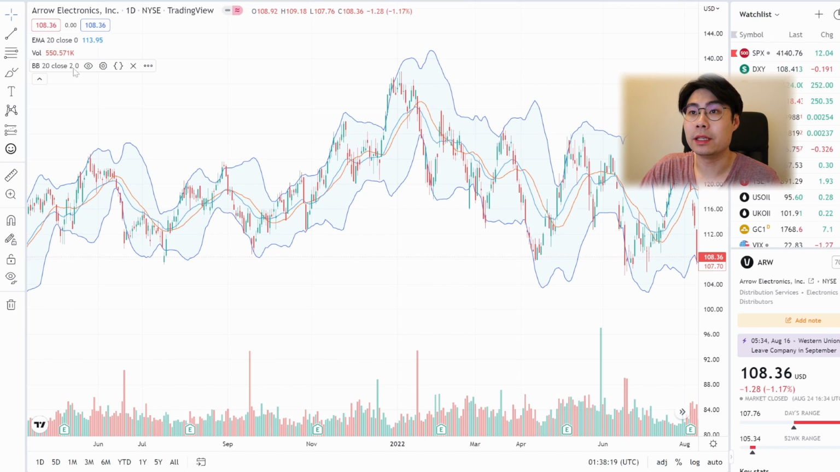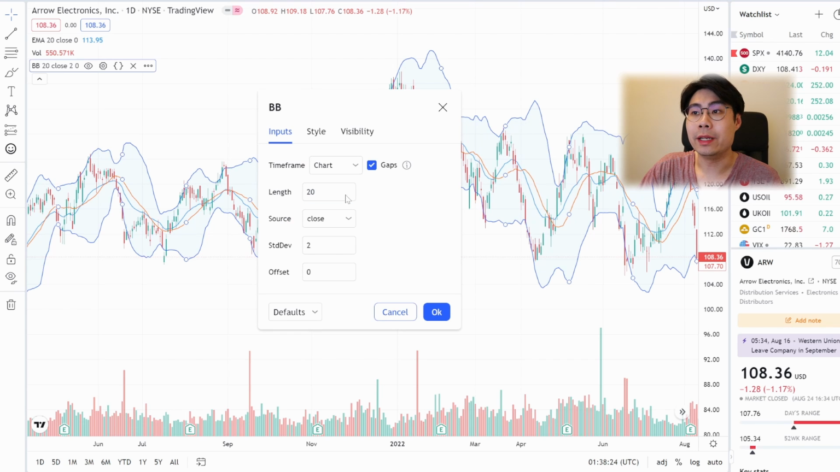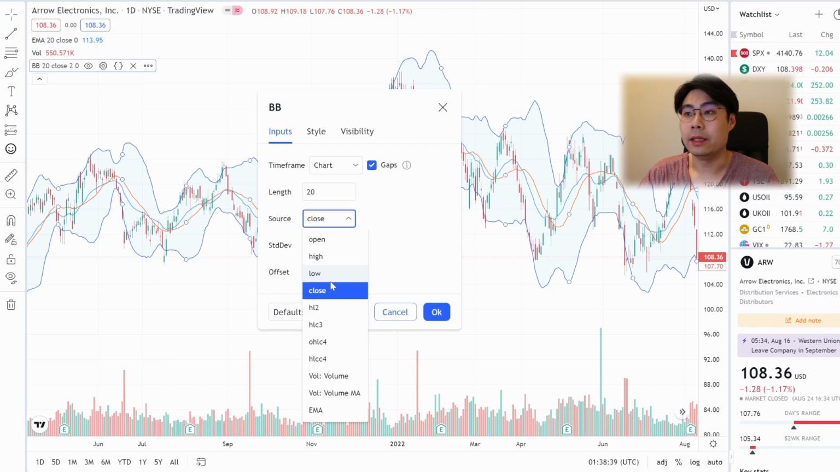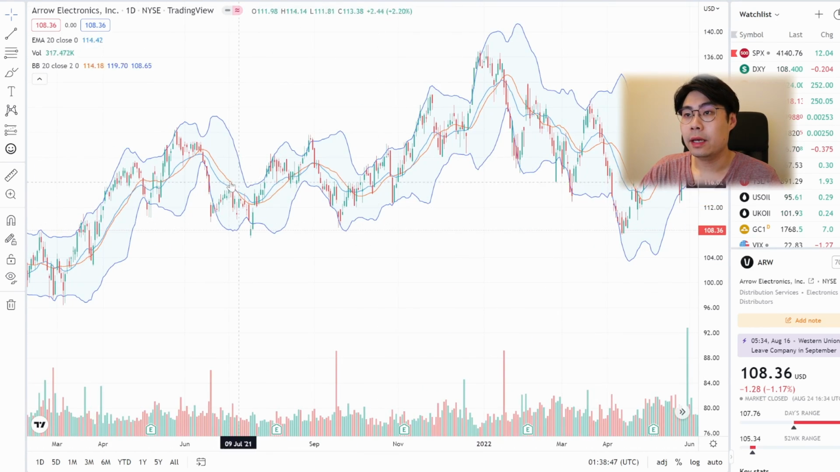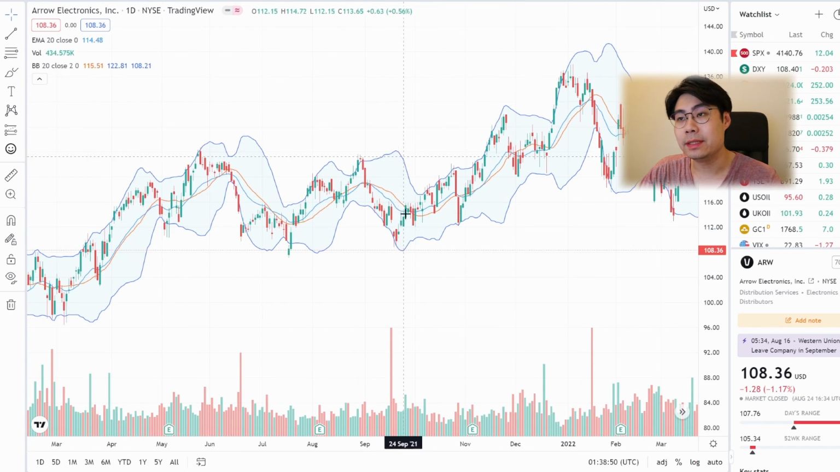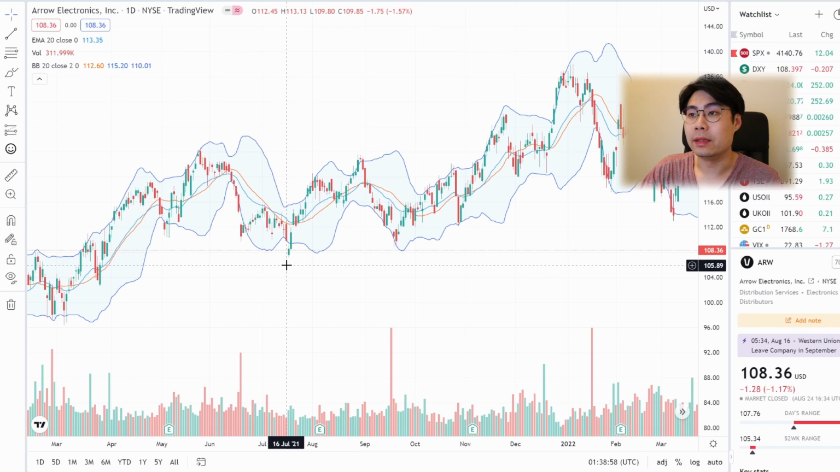So over here, BB stands for Bollinger Bands. You can click on the settings, and this is the default already, but you can of course change it. Length is the period that we talked about, and standard deviation is over here. I won't go into too much detail about all these different sources, but it determines what the moving average is going to be calculated from. So usually people just use close. So yeah, as you can see, the price majority of the time stays within this channel, right? And that's because we're calculating 2 standard deviations. So 95% of the time the price should be within the bands.